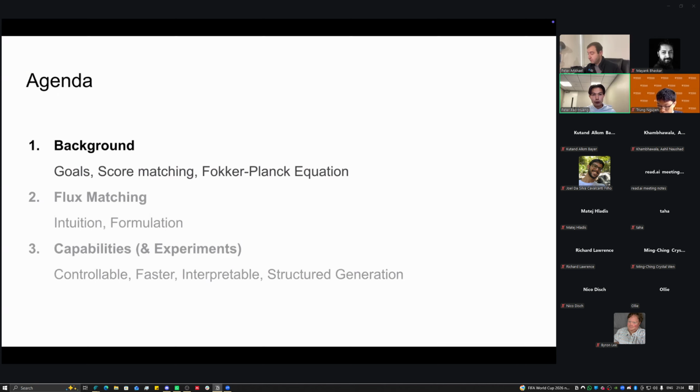So the agenda for today's talk is we'll go over some brief background, some of the more philosophical goals, some key terms that we should be familiar with, and then go into flux matching, some of the intuition and formulation, and then finish off with some of the fundamental capabilities that flux matching enables that previous methods are not able to do.